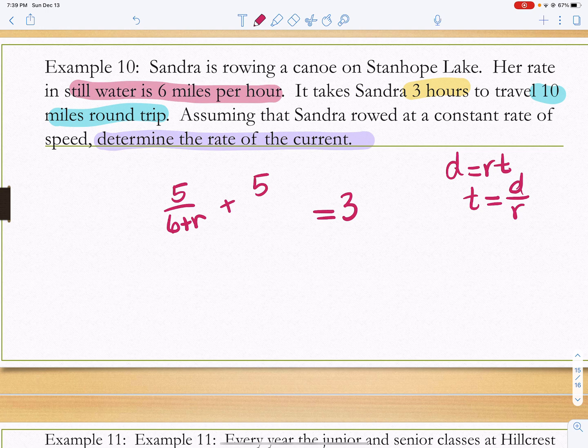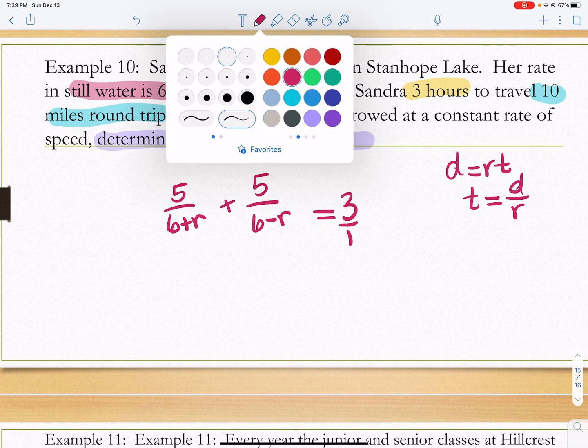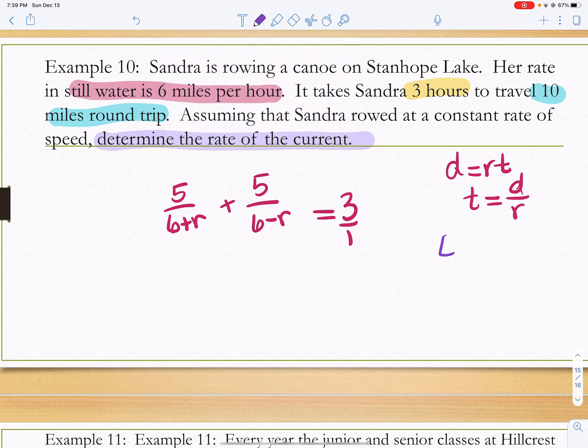But then aren't I going to be going 5 of those miles where it's working against me and slowing me down? Okay, so if I look at this, I can solve this by finding my LCM. So my LCM on this problem would be 6 plus R, 6 minus R.